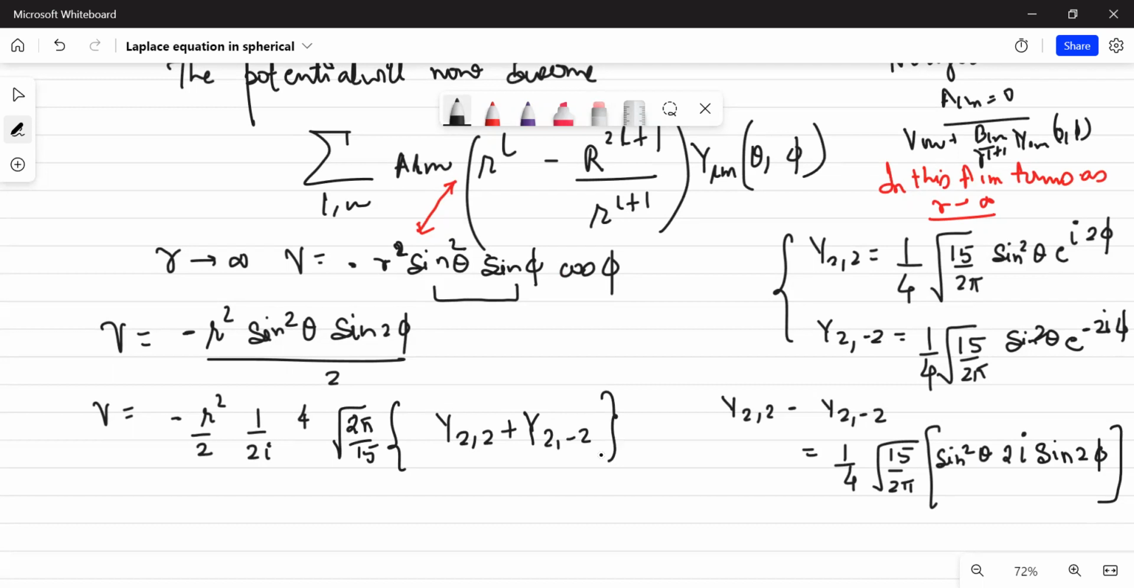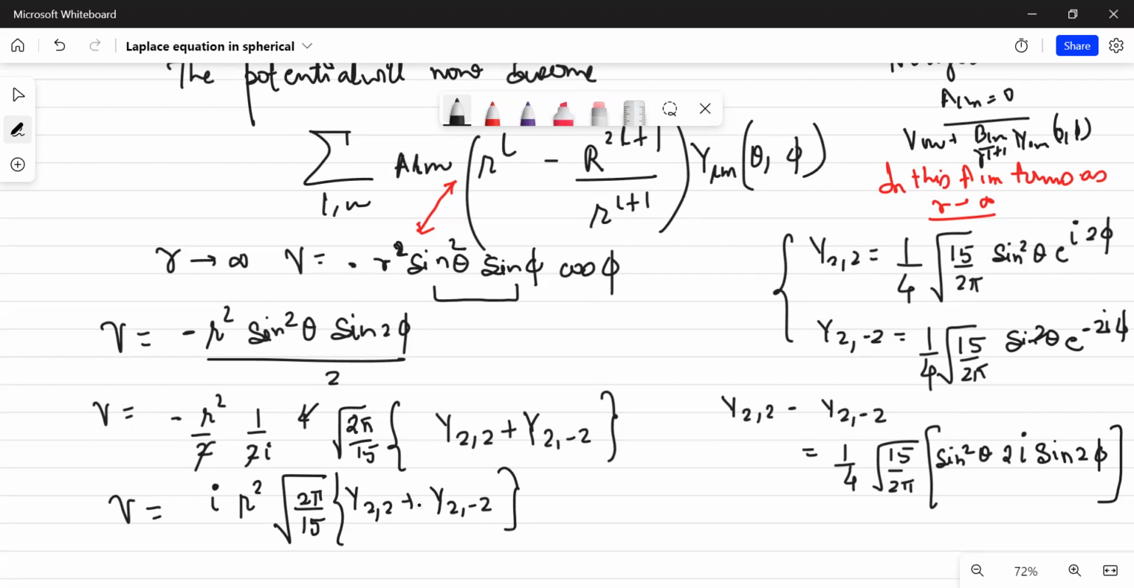Is that clear? I think it is clear. So overall, this 4 would get cancelled. Forget about it. This iota, if you multiply both. So my potential anywhere, I can write in terms of iota r square root over 2 pi upon 15. This will be y22 plus y2 minus 2. So this is my potential.